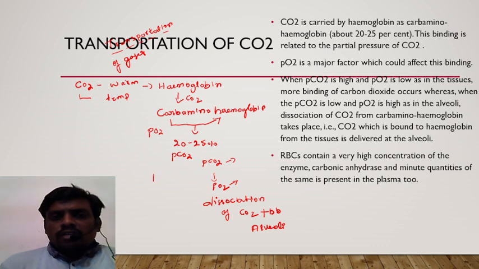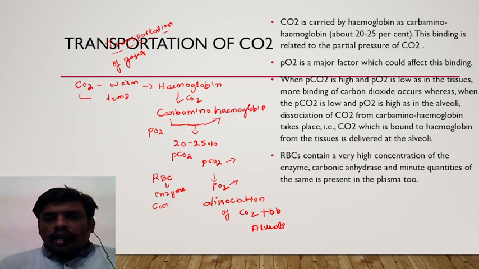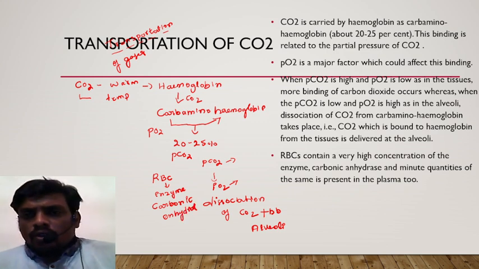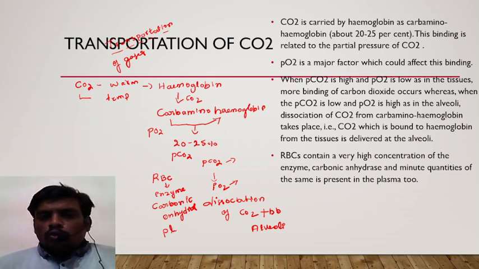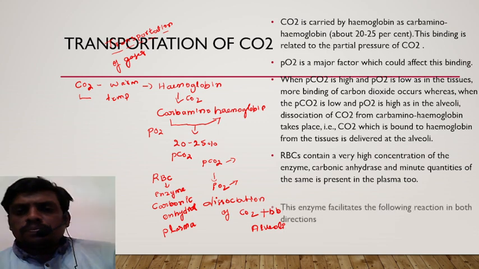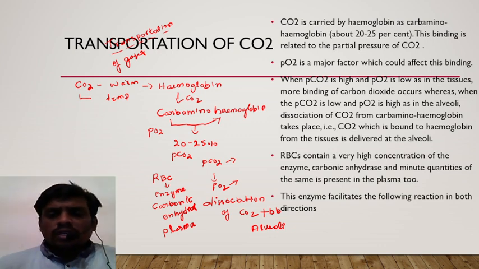The red blood cell contains a very high concentration of an enzyme, namely carbonic anhydrase. A minute quantity of the same is present in the plasma also. What is the use of this carbonic anhydrase? This enzyme facilitates reactions in both directions.